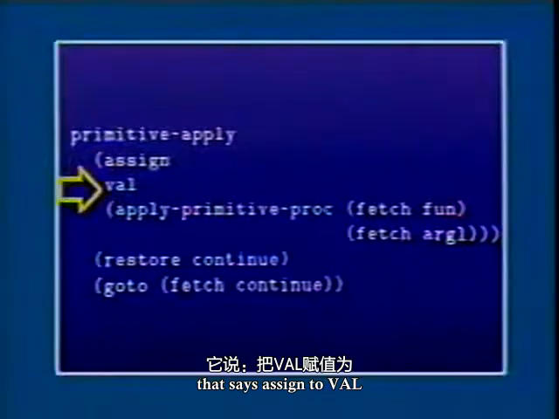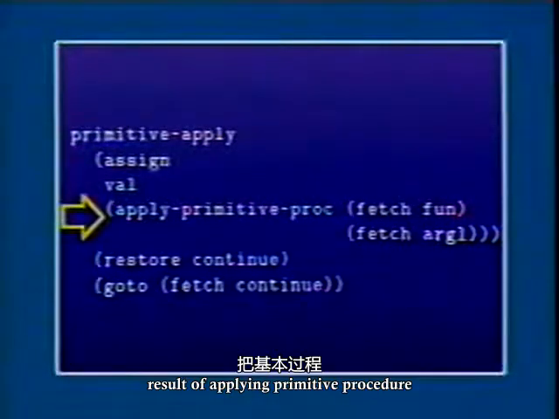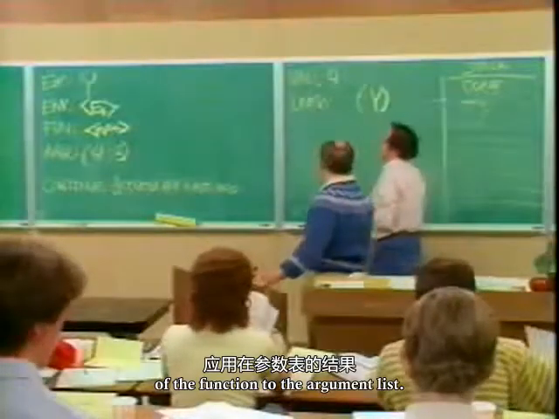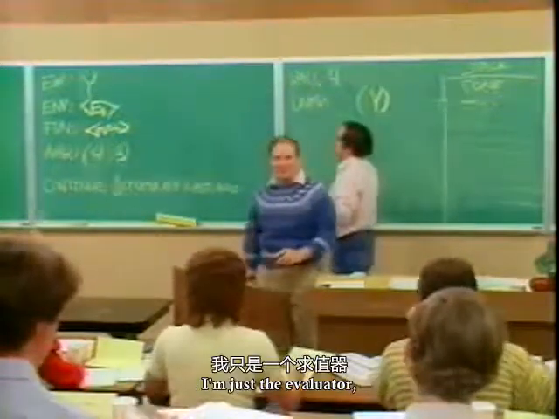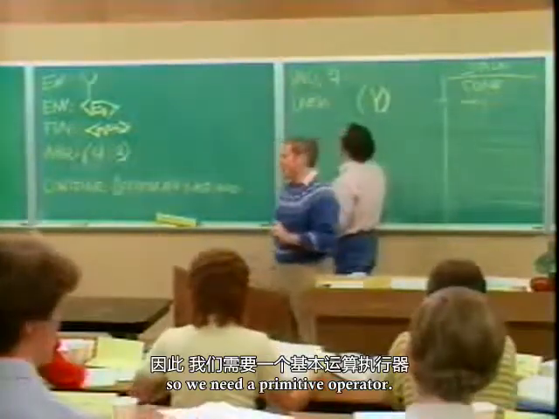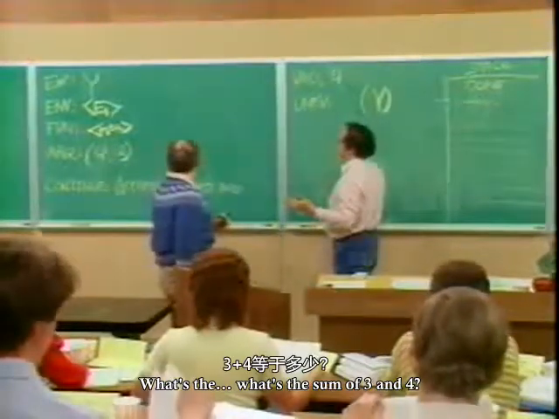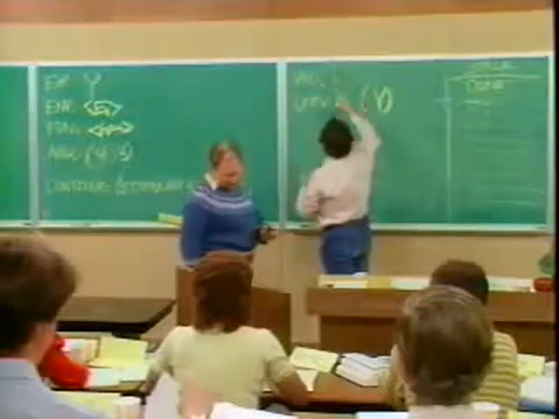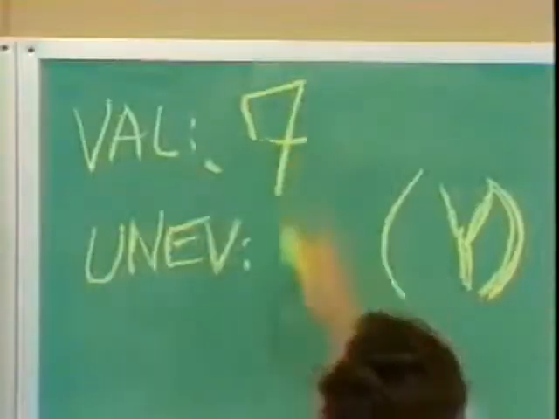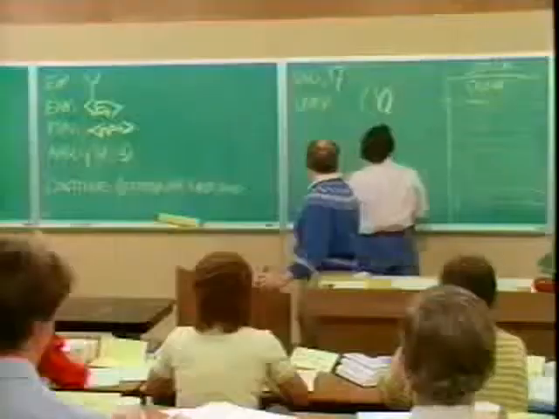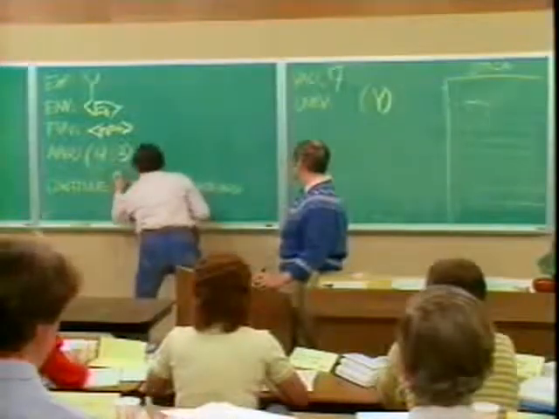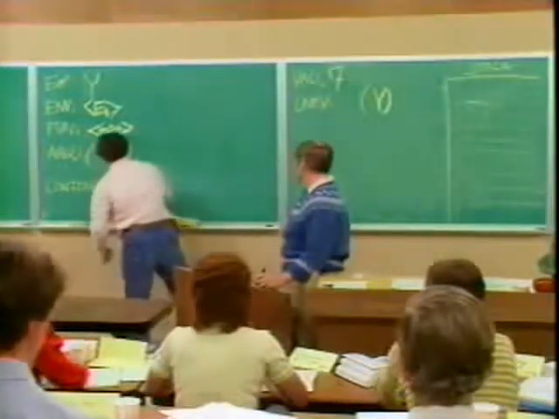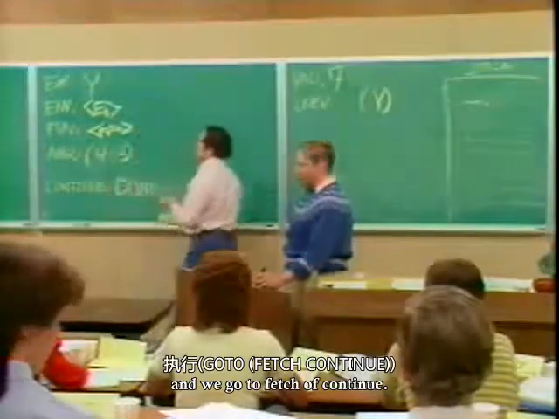It says assign to val the result of applying primitive procedure of the function to the argument list. I don't know how to add. I'm just an execution unit. Well, I don't know how to add either. I'm just the evaluator. So we need a primitive operator. Let's see, the primitive operator, what's the sum of 3 and 4? 7. Okay, 7. Thank you. Now we restore continue, and we go to fetch of continue.